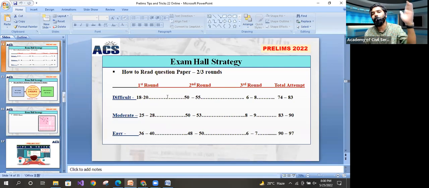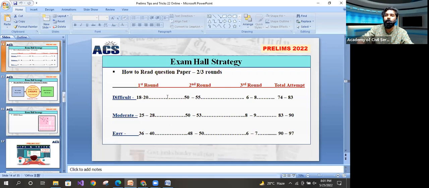You will read or pass through the entire 100 questions. Out of 100 questions, you are attempting just 18 to 20 questions. And the time limit for the first round is the first 20-25 minutes. The next round, the second round, covers the questions you left in the first round. That means if you have attempted 20 questions, 80 questions are left after the first round. Those 80 questions you are again reading in the second round.